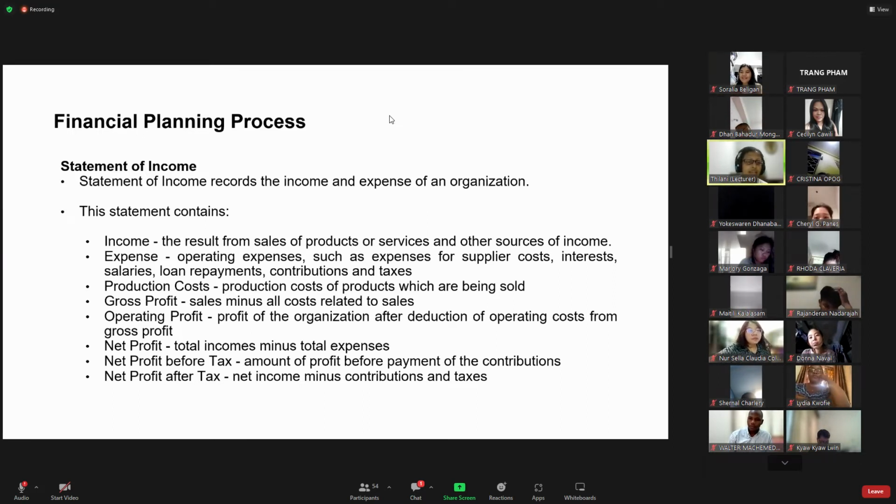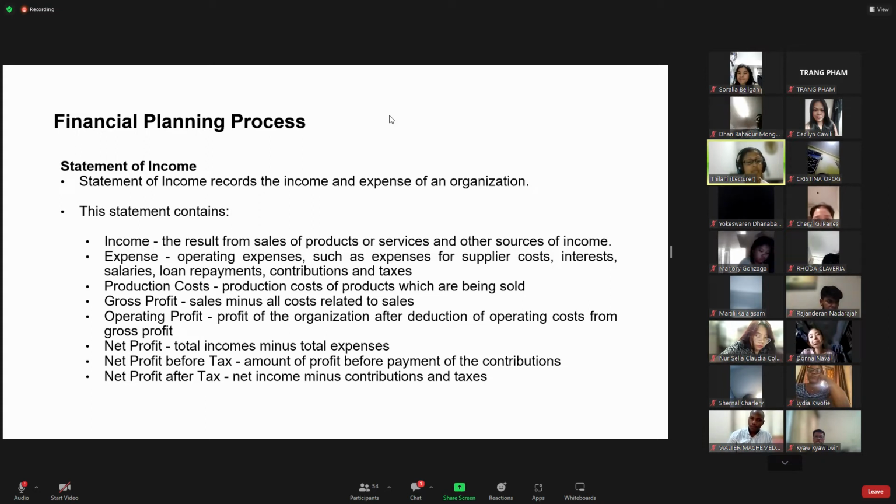You will have income, the result from all the sales of products, whatever income has come into the company. What are the expenses? Operating expenses, then supplier costs, maybe interest, salaries, loans, all of that. The expenses are also recorded there. Then production cost is recorded there. Then gross profit, sales minus all costs related to sales, is also recorded there. Then you have operating profit, the profit of the organization after deducting operating costs from the gross profit. The net profit is the total income minus the total expenses.